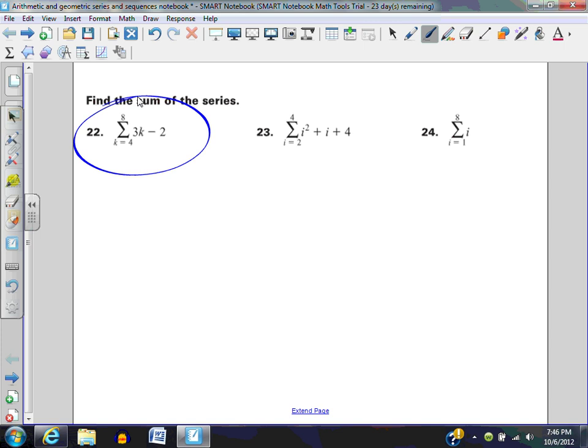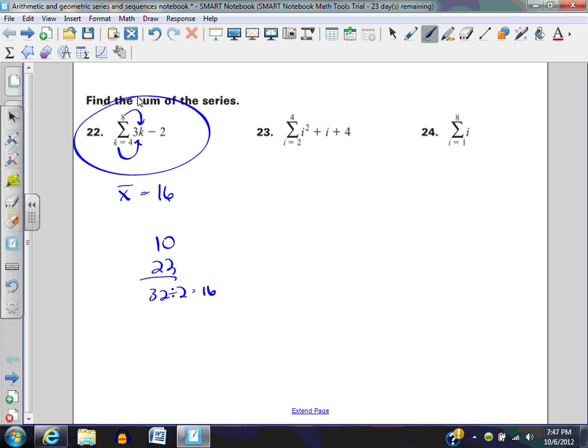Notice they use k for one thing, but I take the lower index and plug that in, and 4 times 3 is 12, minus 2 will give me 10. Then I plug the upper index in, and that'll be 24 minus 2 is 22. Add those together and divide by 2, so I'm finding the x-bar. So I know the x-bar, or the mean, is equal to 16.